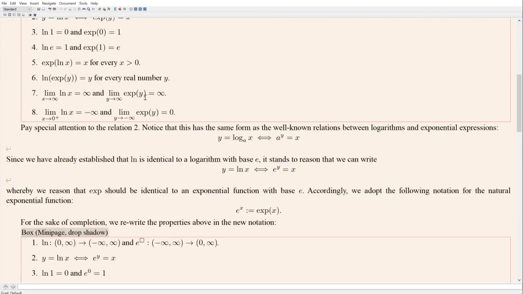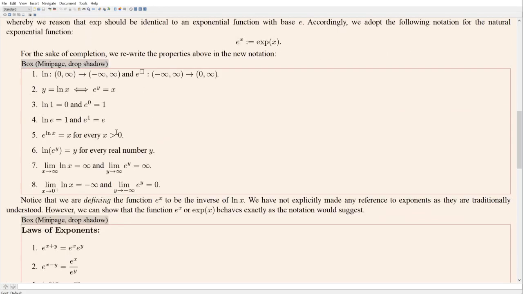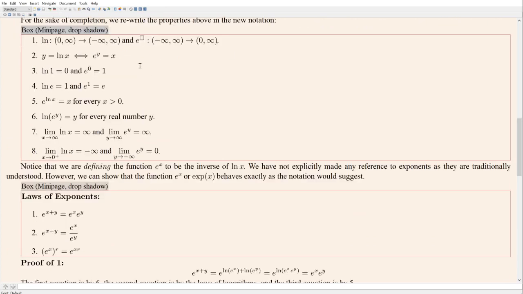So just for the sake of completion, I take everything that we wrote up here and I rewrite it with the new notation. When I write e to the box up here, I just use this box as a stand-in for the input variable. So this is the function e to the x. And some of these properties really shouldn't be surprising. So e to the power 0 equals 1. Well, of course, any exponent of 0 has to equal 1, right? e to the 1 equals e. Again, that's obvious. Any exponent of 1 does nothing. So there are really no surprises here.